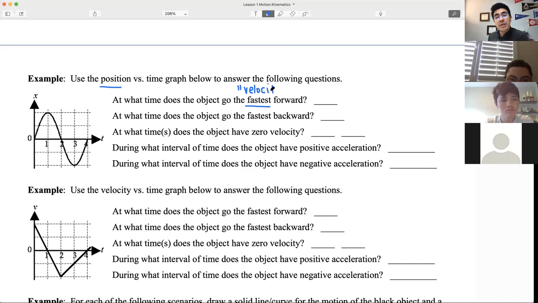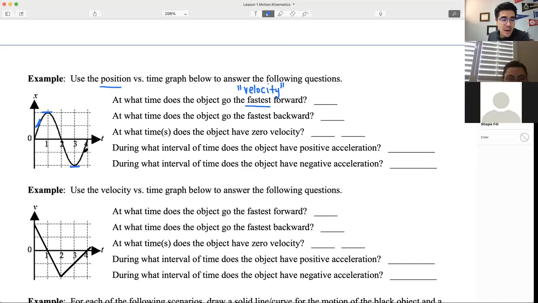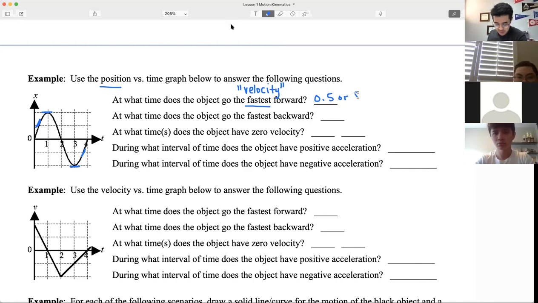We said a second ago that if we're trying to find velocity, we need the slope of the position graph, the slope of the tangent line. So at 1, look here, the slope is flat. I'm drawing a tangent line there. If I want the fastest going forward, I want it sloped up the most. So where is it sloped up the most? Probably around 0.5, and around 3.5. So we'll say 0.5 or 3.5, because that's where it's sloped up the most.